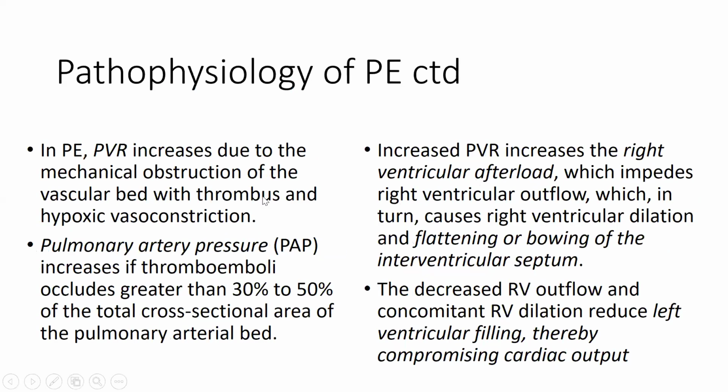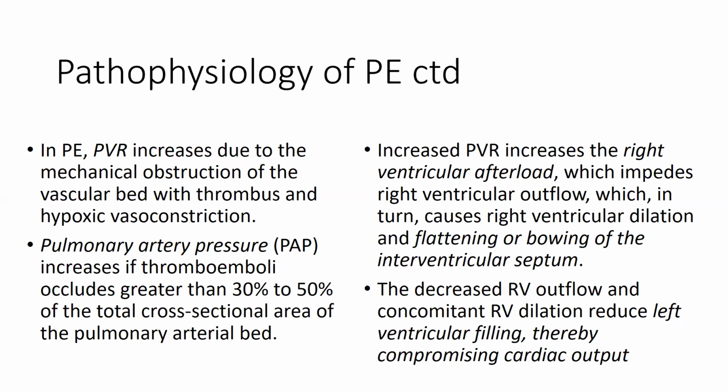We talked about this so that we don't take much of our time. The pulmonary vascular resistance increases, with an increase in pulmonary artery pressure, especially if the embolus occludes more than 30 to 50% of the total cross-sectional area of the pulmonary artery bed.